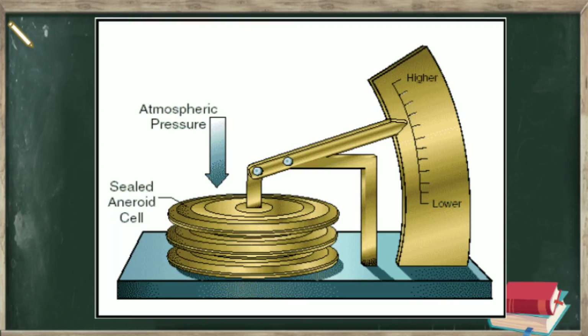So as you can see here, we have the atmospheric pressure and the sealed aneroid cell. So this sealed aneroid cell will receive the atmospheric pressure here. So it moves, and the pointer reacts to it. So it will move along the scale. So this atmospheric pressure comes from nature.